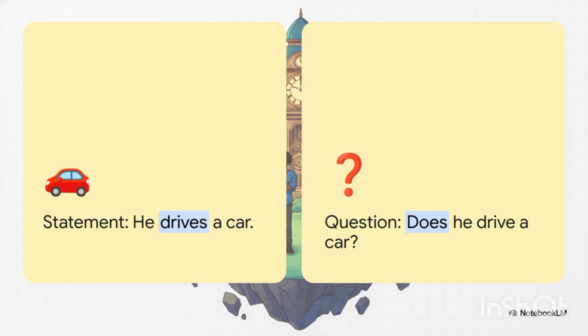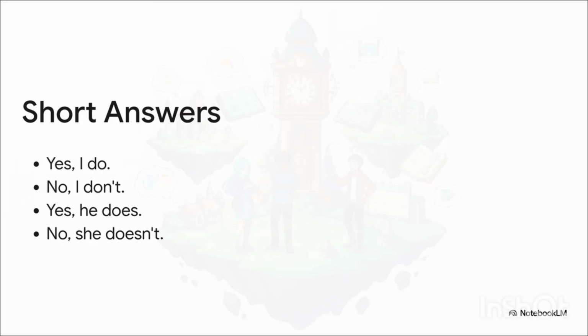And just like we saw with the negatives, once does shows up, the main verb reverts to its base form. So drives sheds that S and goes back to drive, leaving us with the perfect question: does he drive a car? The cool thing is, you don't actually need to repeat the whole sentence back when someone asks you one of these. Native speakers use these fast, natural, short answers all the time in daily conversation.